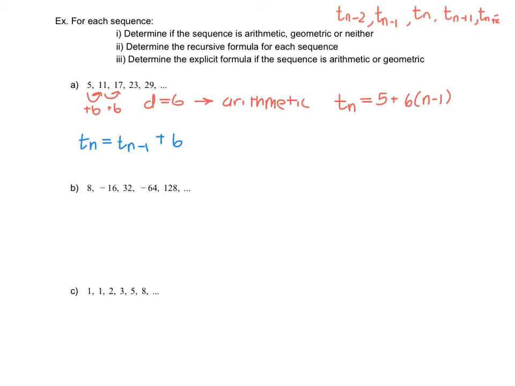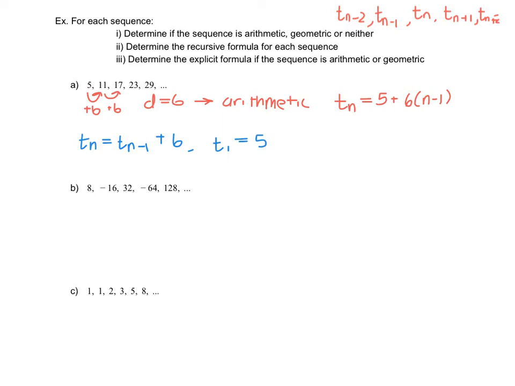Now, with a recursive formula, you really have to state what the first term is, or else if someone saw this, they wouldn't know where to start. So because everything is in terms of t's here, I am going to write T1 for the first term, and our first term is 5. Now in this sequence, I did give you the first term. If I didn't, then you'd kind of have to work backwards to get that first term.